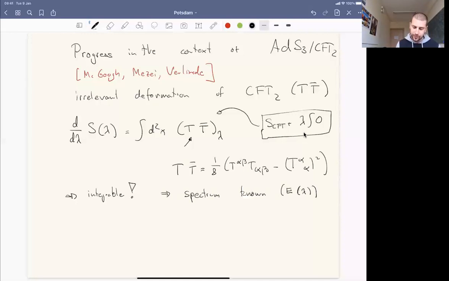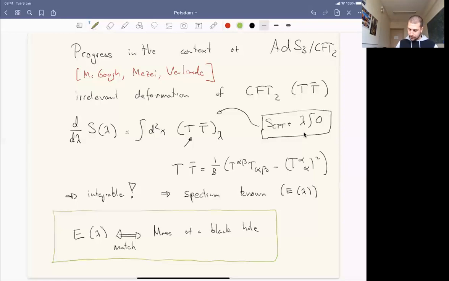And the very nice observation of Magot, Mazet, and Verlinde is that if you take this function E of lambda, and you compare it to the mass of a black hole, but now not in asymptotically ADS, but in a theory of gravity with a finite cutoff at some given R max, which is related to this parameter lambda, you get a very nice match. Okay, and there's of course a lot more in their paper, but this is maybe the most remarkable feature.